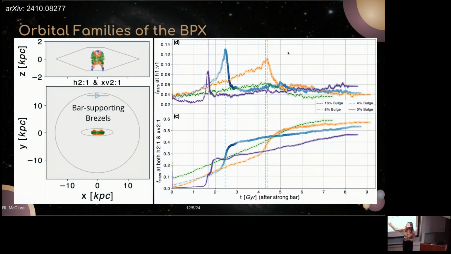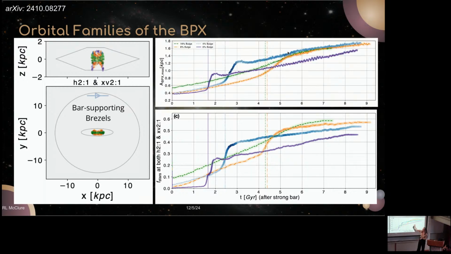And so what we see is that this population, having horizontal 2 to 1 and having the XV 2 to 1 frequency ratios, very well traces the growth of the BPX, and also that the increases happen at the same time as the fraction of stars that have equal radial and vertical frequencies has a spike. And we never see that spike in green.